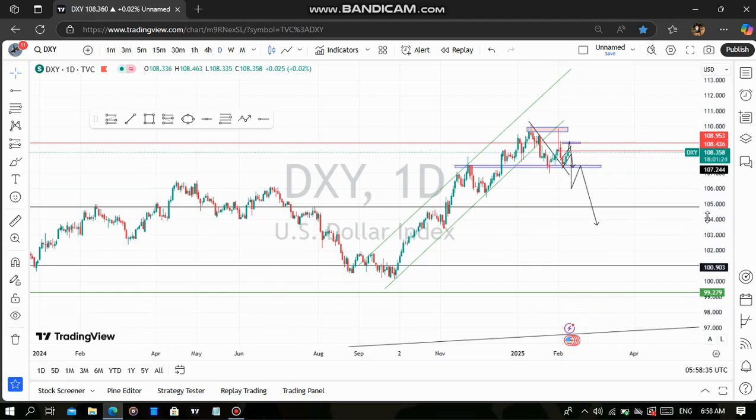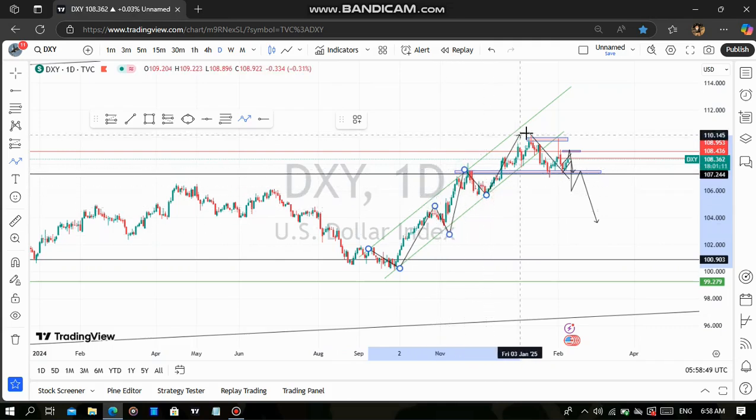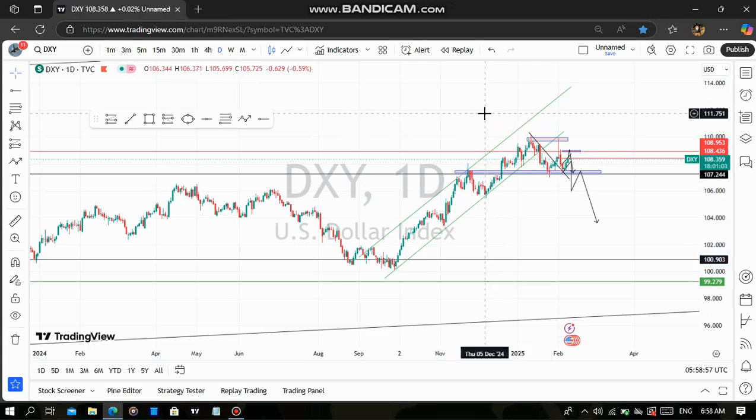So we can see that here, and we can see that on this trend. We can see this trend, this uptrend. We can see it clearly that this market is bullish. However, there is something that is happening currently.